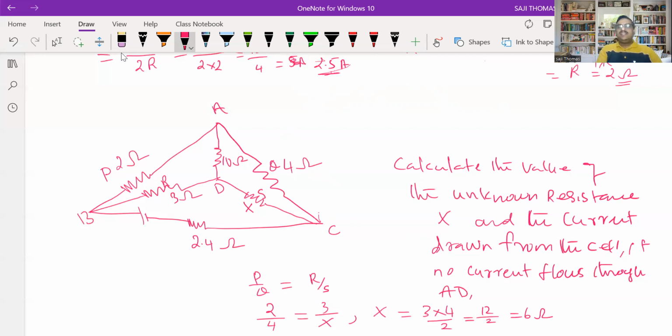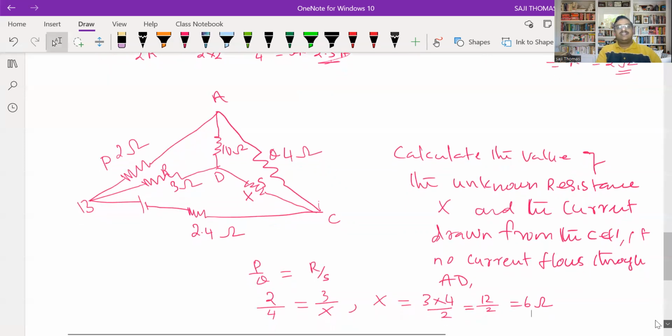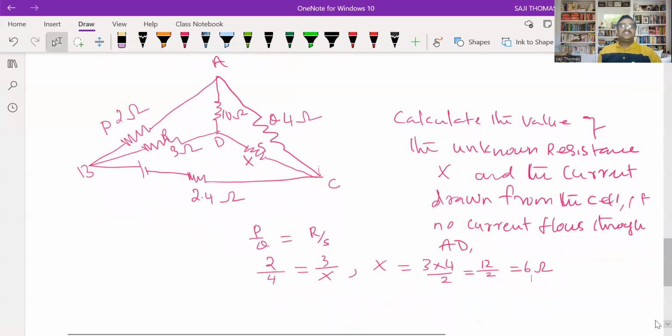Now you have to find the equivalent resistance. As I told you, since no current passes through the section AD, you remove AD. Now you can see P and Q are in series. R and S are also in series. They together are in parallel. So you can find that resistance.